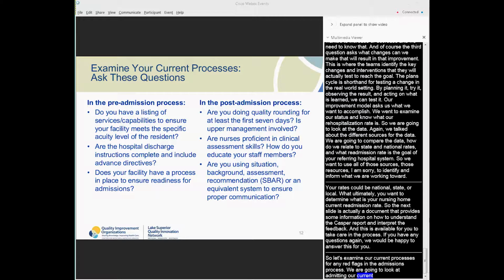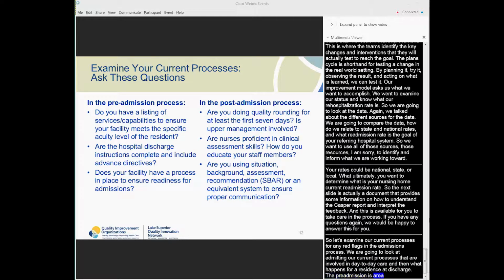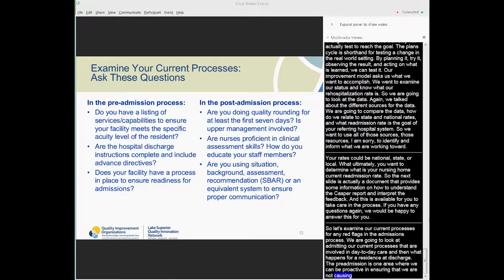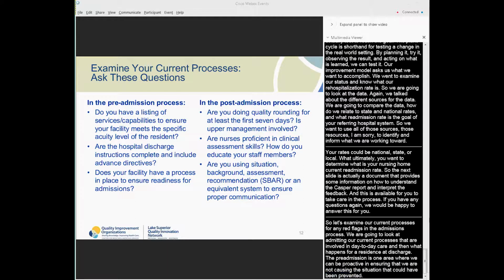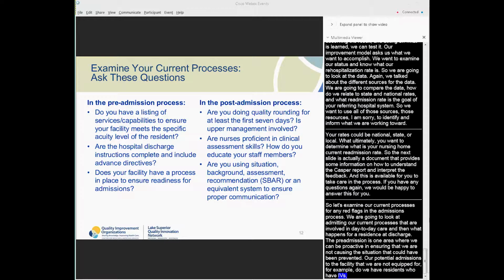The pre-admission is one area where we can be proactive in ensuring that we are not causing a situation that could have been prevented. Are there potential admissions to our facility that we are not equipped for? For example, do we have residents who have IVs, trachs, peritoneal dialysis? Is our staff trained and equipped to deal with any of those conditions? Those are things that we need to think about at admission.